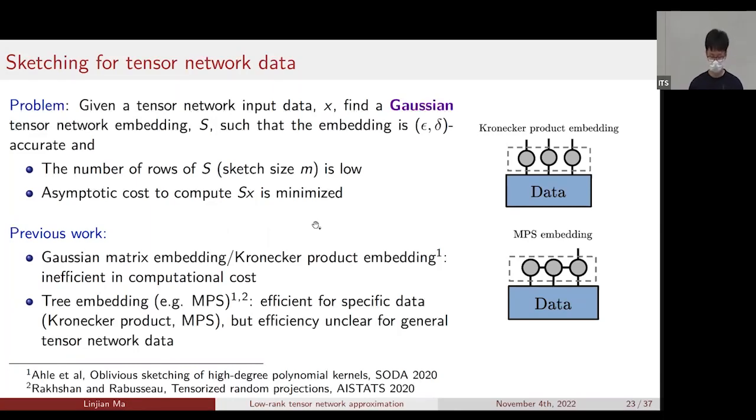Existing previous work looks at multiple embedding structures. For example, in the 2020 paper, they explicitly show that the canonical product embedding will be inefficient in computational cost. This is because if we apply a canonical product embedding for this to be accurate, the output sketch size will be too large for later tasks to be efficient. There is also work that discusses tree embeddings. This includes the MPS embedding, where we make the embedding an MPS structure. This has been shown to be pretty efficient for specific data, including the MPS, but the efficiency is still unclear for general tensor network data.